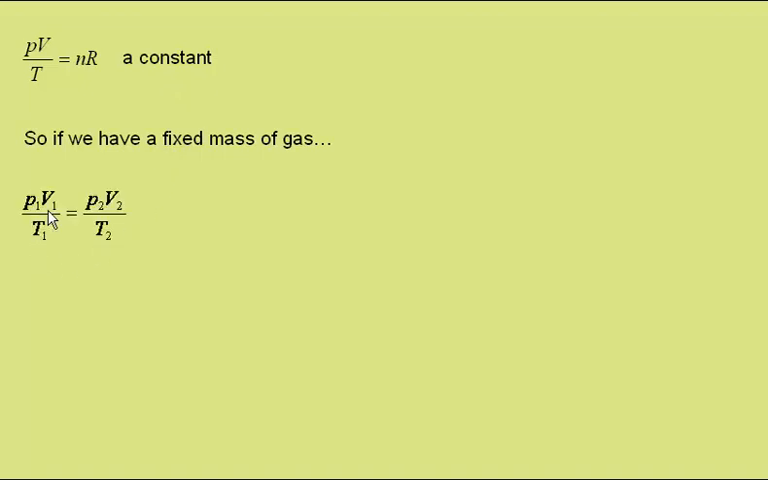We can rearrange the ideal gas equation to get all the variables on one side and constants for a fixed mass on the other side. So this right-hand side now will be a constant value. So if we have a fixed mass of gas, we can say that the pressure times the volume over the temperature in one circumstance will be equal to the pressure times the volume divided by the temperature in a second circumstance.